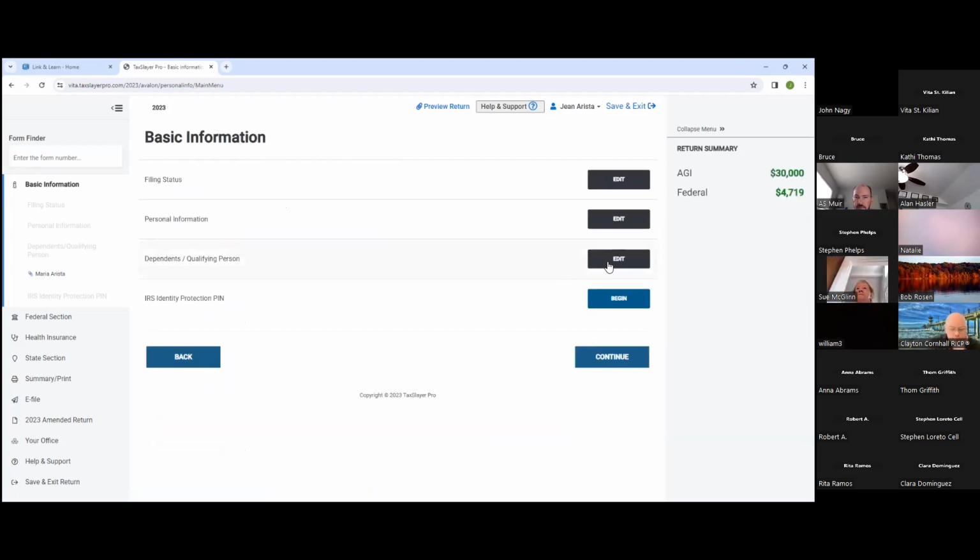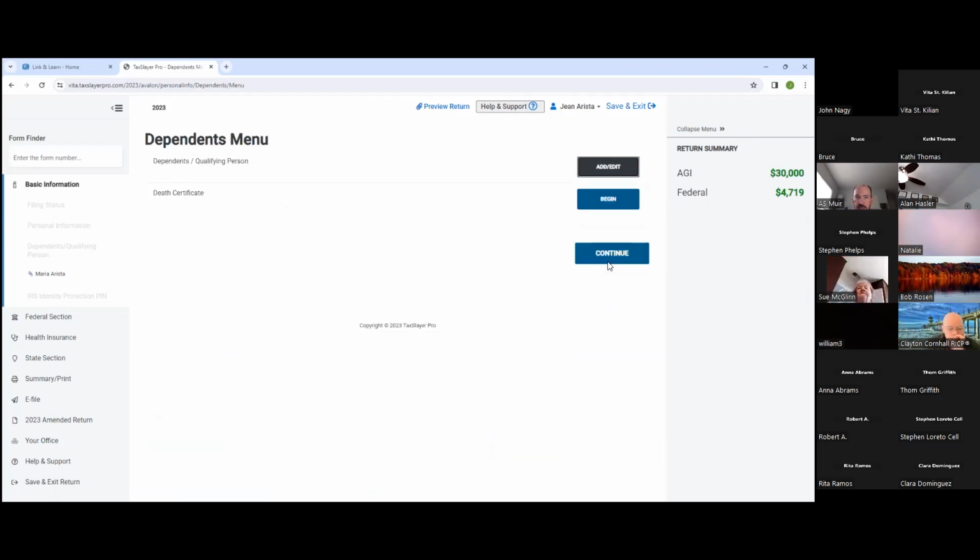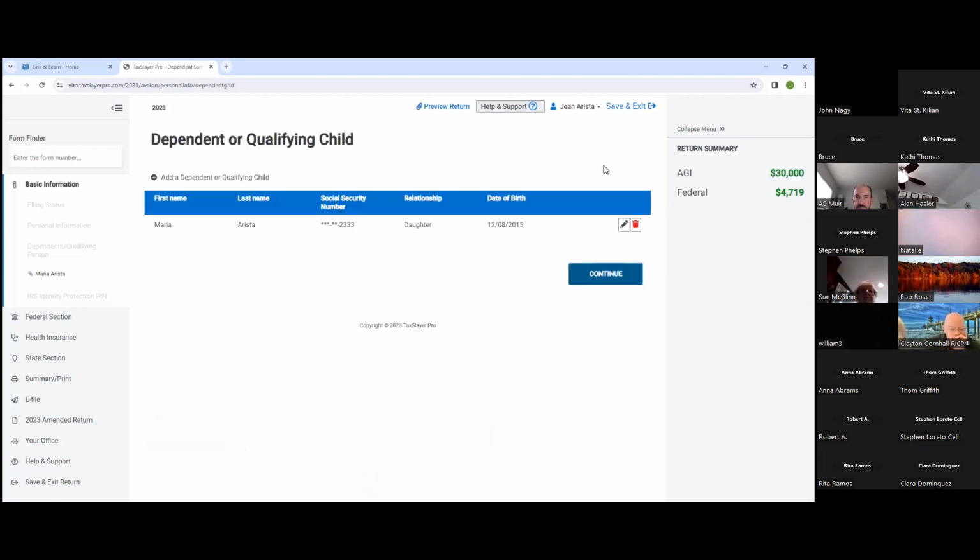And then for dependents, we'll open that up. And in this case, we've got one dependent. If you've got multiple dependents, then you simply go to add a dependent or a qualifying child. So we'll open this up.